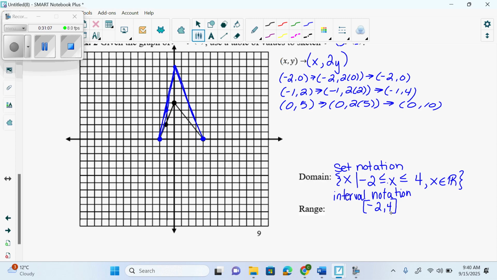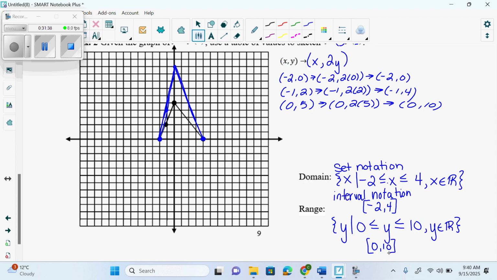Okay, range. What's my lowest Y? 0. What's my highest Y? 10. Same thing. So we're going to go Y such that, the set of Y values such that 0 is less than or equal to Y, less than or equal to 10, and then do I connect? Is my pen running the whole way through? So it's Y's known as reals, and then 0 to 10, because those are closed dots on both ends.